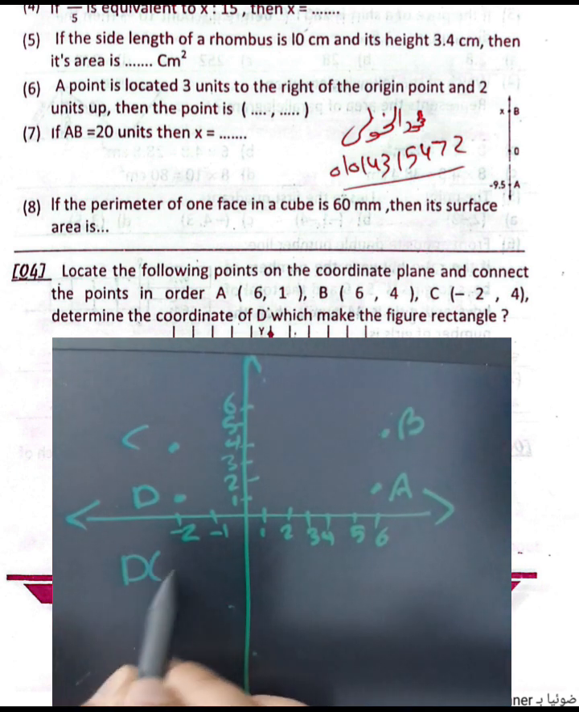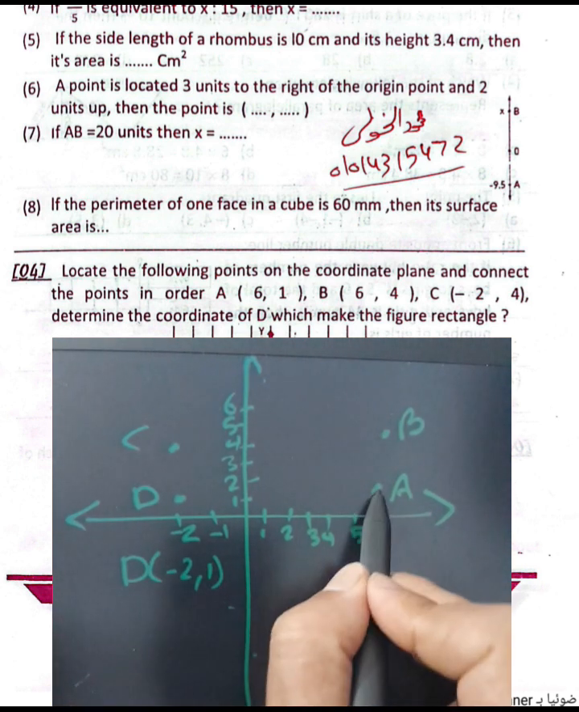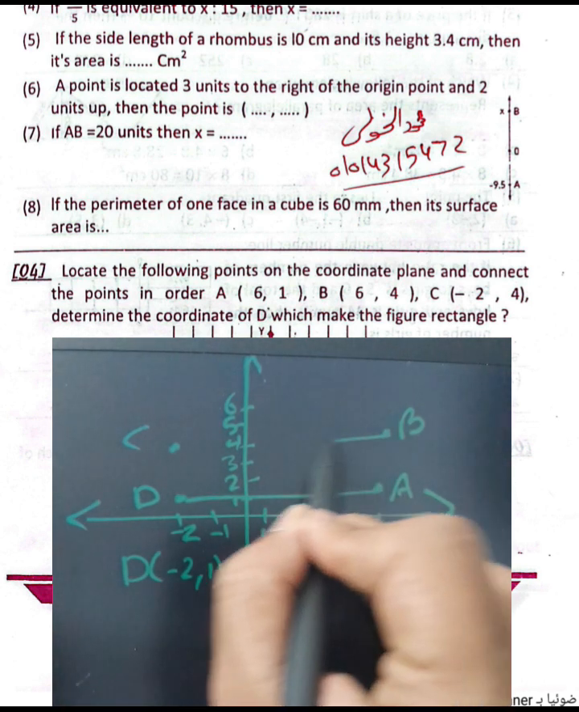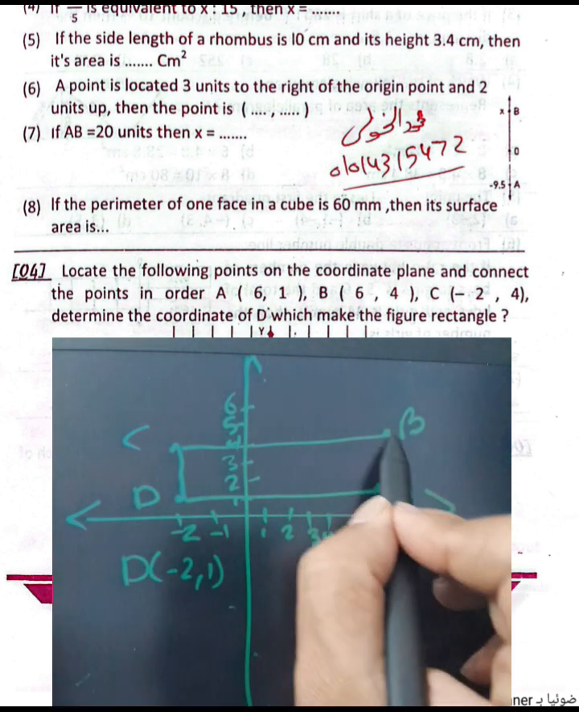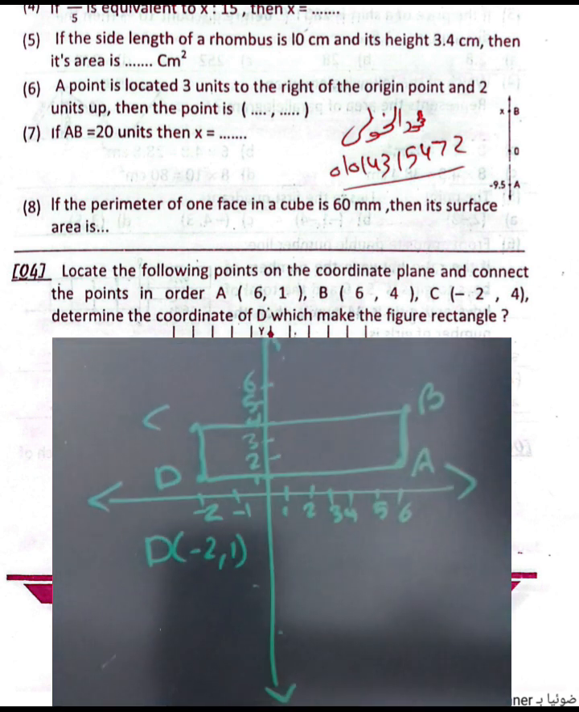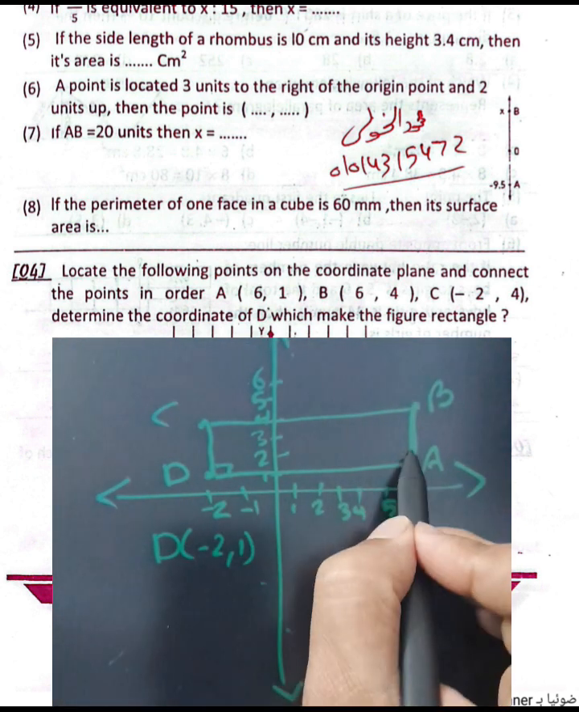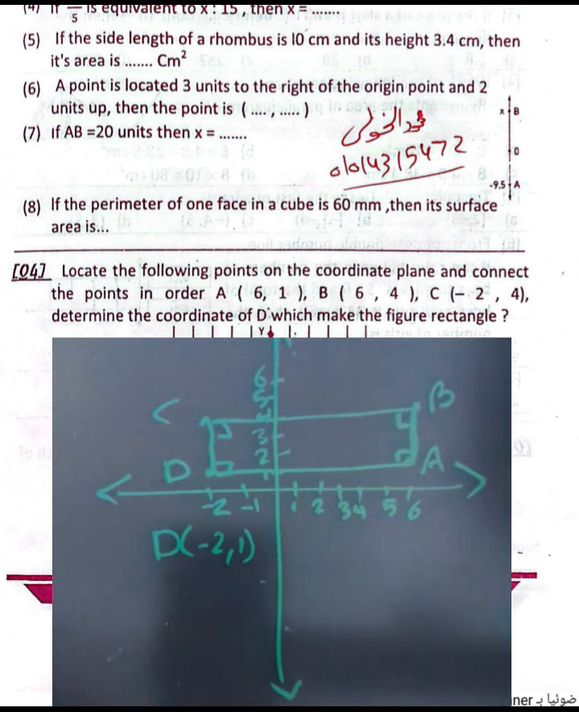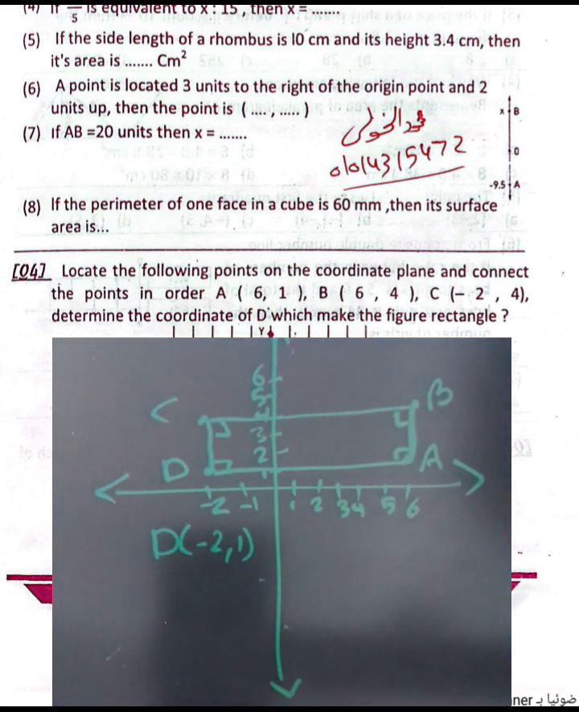D will be negative 2 and 1 to get a rectangle, because in a rectangle each opposite sides are equal in length, and the measure of each angle equals 90 degrees. Okay, that's the order of point D.